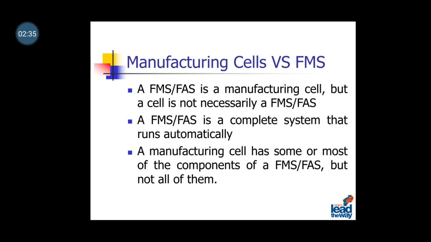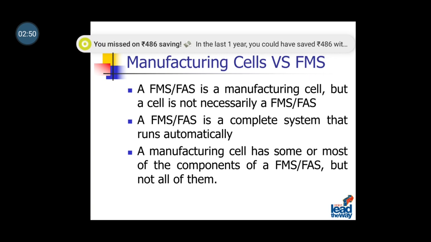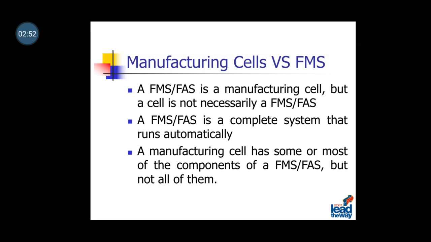Manufacturing cells versus FMS. An FMS or FAS, by FAS I mean flexible automated systems, is a manufacturing cell, but any cell is not necessarily an FMS or FAS. A manufacturing cell is not a complete system that runs automatically. A manufacturing cell has some or most of the components of FMS, but not all of them.